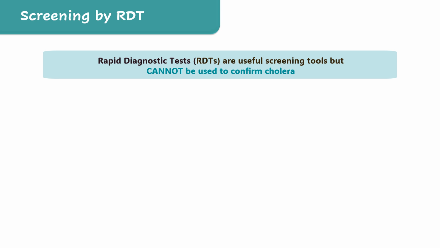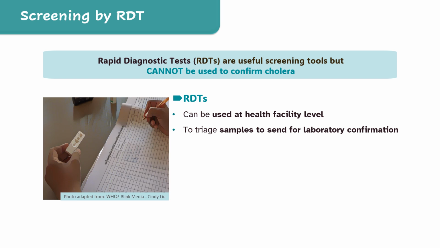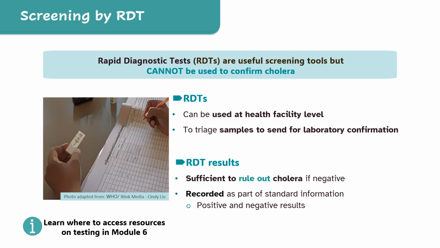However, they cannot be used to confirm cholera. RDT can be performed at health facility level. They are rapid and easy to use. They are used to triage samples to be sent for laboratory confirmation, namely those tested positive by RDT. If the RDT is negative, cholera can be ruled out, and there is no need to send the sample for laboratory confirmation. All RDT results, positive or negative, are recorded as part of standard information and should be reported. You will learn where to access information on how to perform RDT in Module 6.